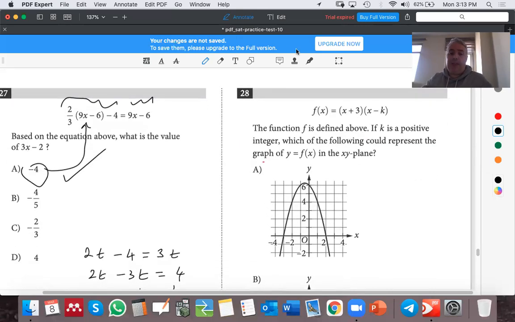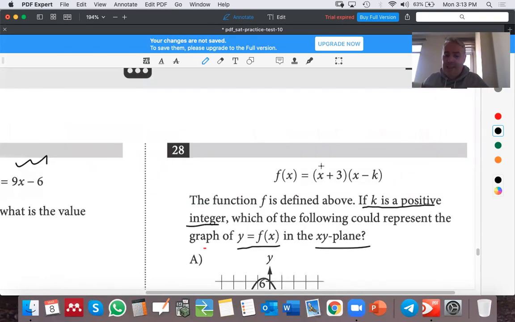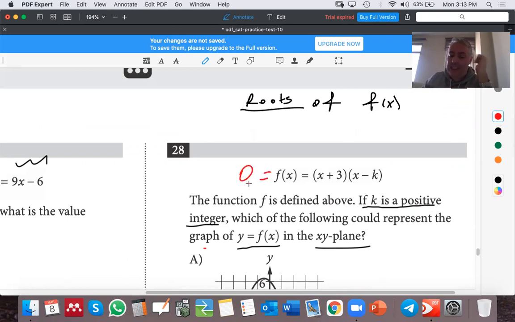Now, this question. The function f is defined above. If k is a positive integer, which of the following could represent the graph of y equals f of x in the xy plane? K is a positive integer, so it's important information. So first of all, what should I know? Since this is a function, let me find the roots of f of x. Root means when you set f of x equal to 0, what will be the x values? So x plus 3 is 0, x is negative 3; x minus k is 0, x is positive k.